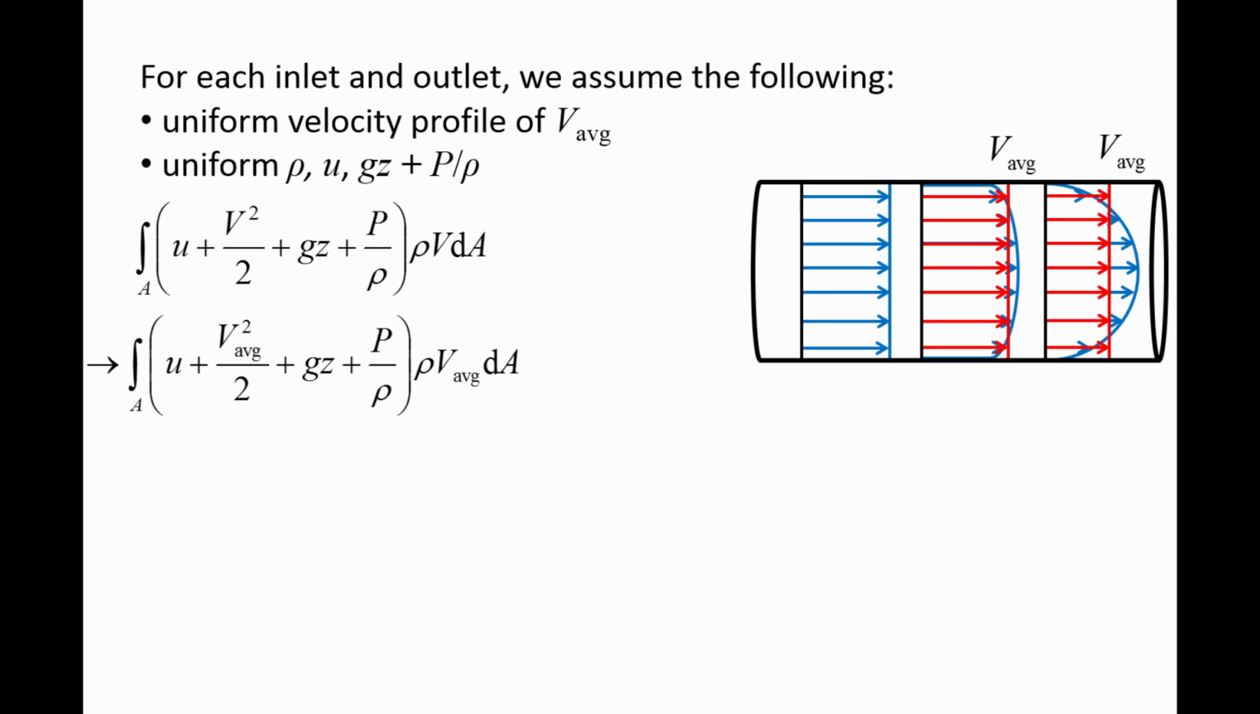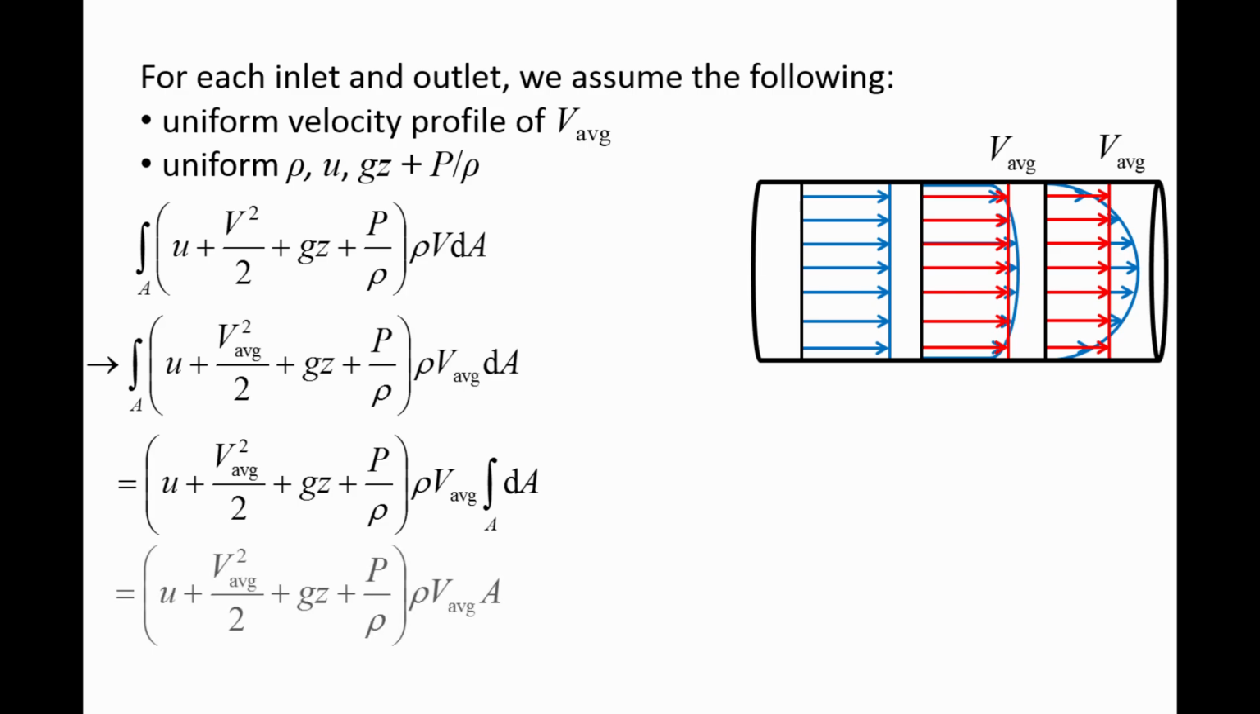These assumptions allow us to remove all terms from the integral except dA, and the integral of dA is simply the area A. Rho times V average times A is the mass flux m dot. So the assumptions have allowed us to convert the integral into a simple algebraic expression, the quantity u plus V average squared over 2 plus gz plus p over rho, times m dot, which has units of energy per time.